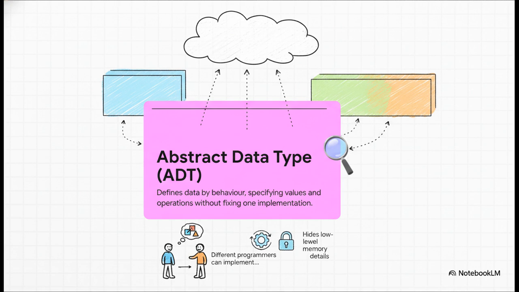But here's the absolute best part. It intentionally leaves out the low-level memory details. It completely hides them. It doesn't force one fixed implementation method on you at all. Different programmers can implement the exact same ADT in completely different ways, and the ADT honestly doesn't mind one bit.